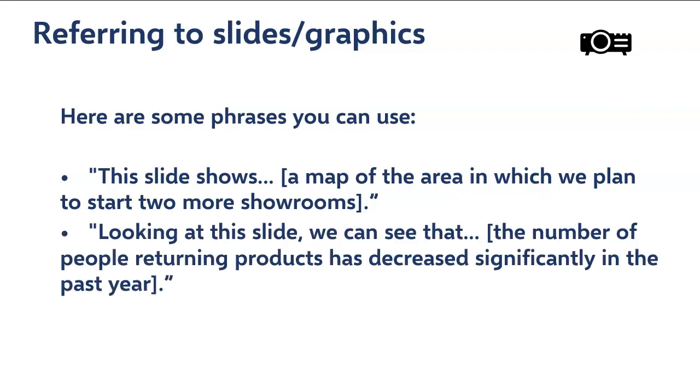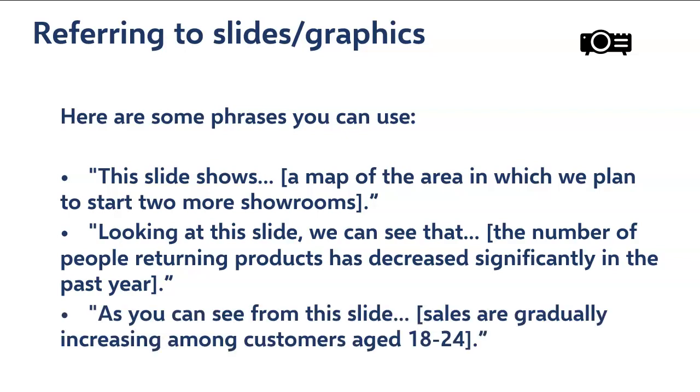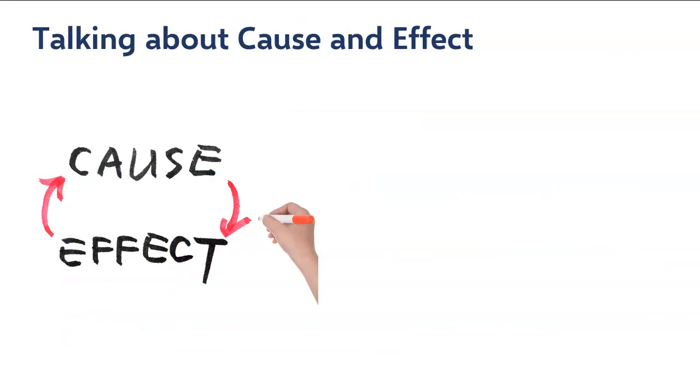Another one which you can use, looking at this slide, we can see that the number of people returning products has decreased significantly in the past year. 3. As you can see from this slide, sales are gradually increasing among customers aged 18 to 24. So these are 3 phrases which you can use when you're referring to slides or graphics. Now let's move on to understand cause and effect.